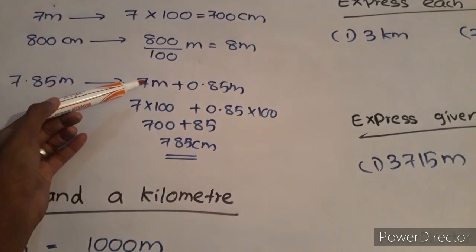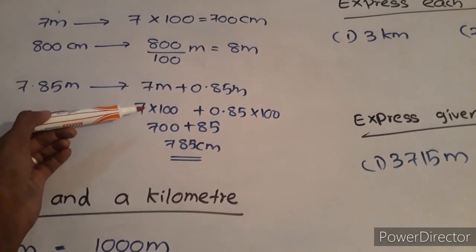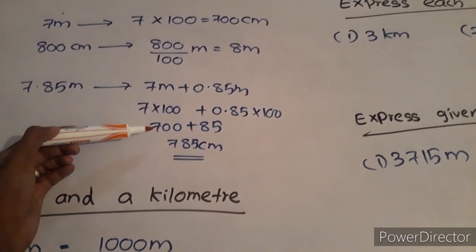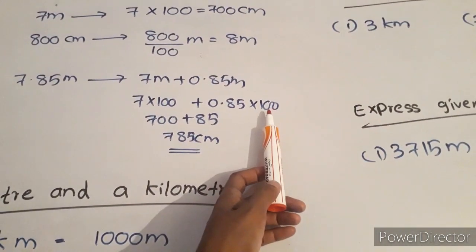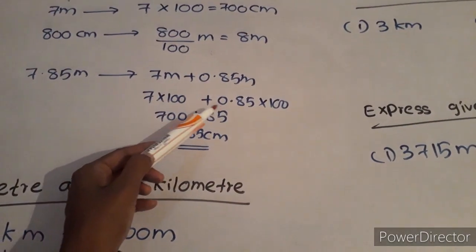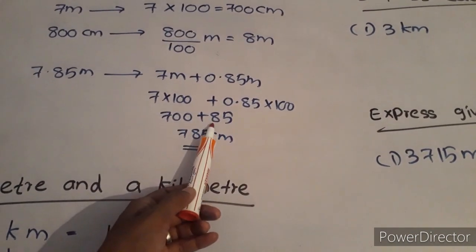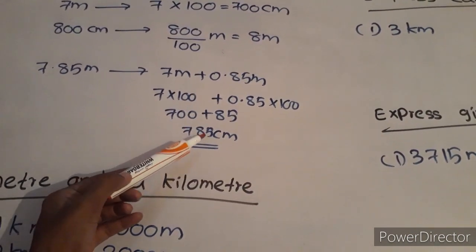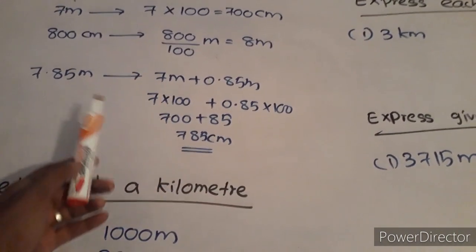So meters we have to convert into centimeters. What we have to do? Multiply by 100. So it becomes 700. 0.85 meters also we have to convert to centimeters by multiplying by 100. So it becomes 85. The answer becomes 700 plus 85 is 785 centimeters. So you have to practice them very well.